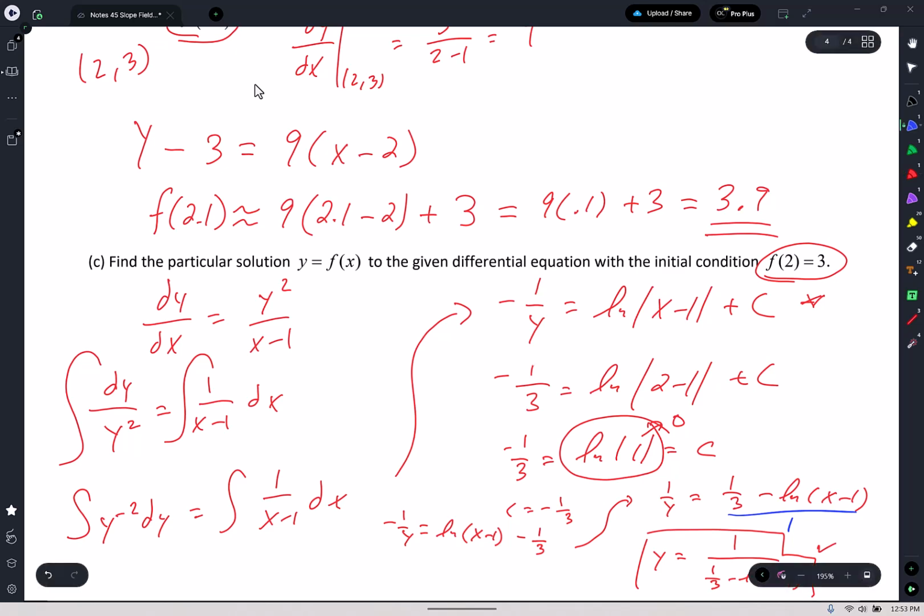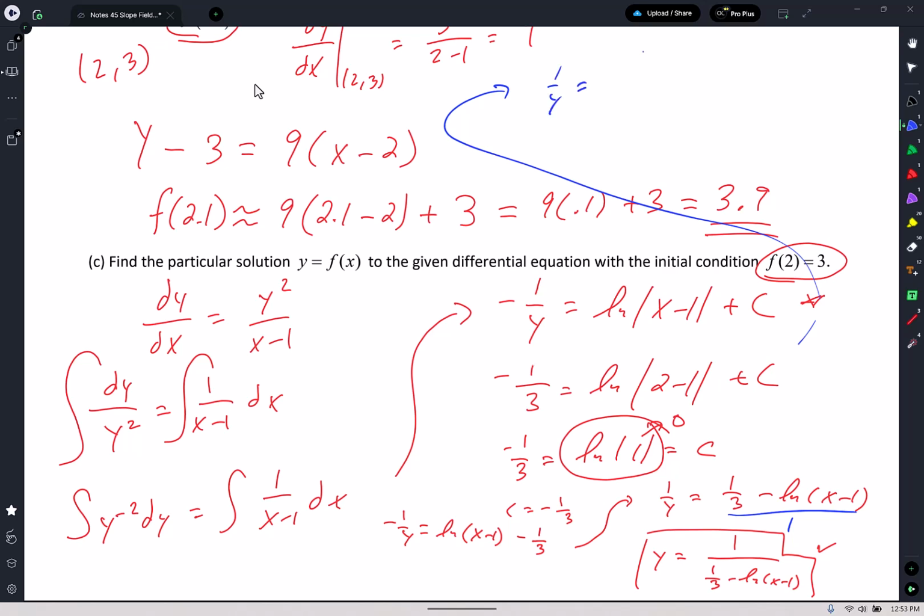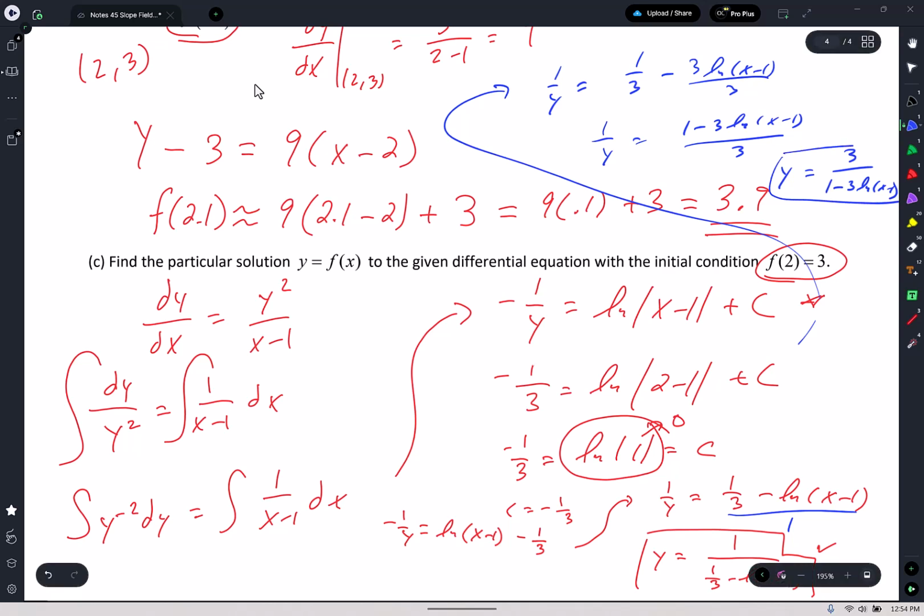I would have done it this way. I'm going to write it in blue over here where I have a lot of space. I would have done it like this: 1 over y equals 1 over 3 minus, and then multiply this by 3 over 3, 3 ln of x minus 1 over 3. So then you read 1 over y equals 1 minus 3 ln of x minus 1 over 3. And then flip: y equals 3 over 1 minus 3 ln of x minus 1. That's how I would have done it. But whatever.